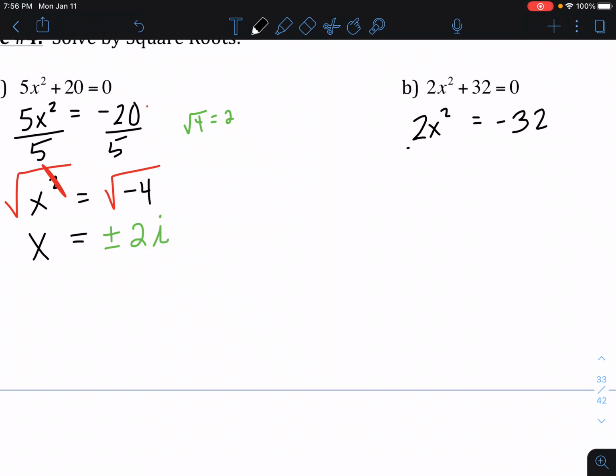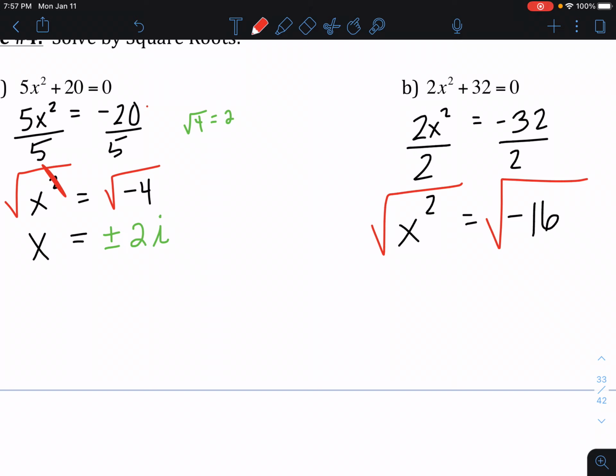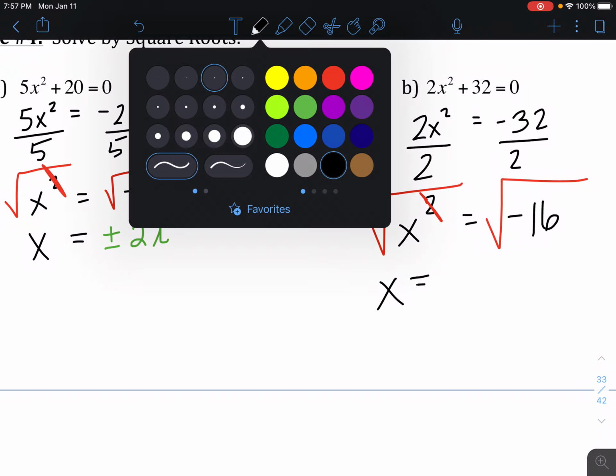Next, divide by 2. Remember, guys, I'm working on getting x squared by itself. So I now have x squared by itself. I want to get rid of the exponent of 2 by square rooting. So x equals, don't forget to put your plus minus.